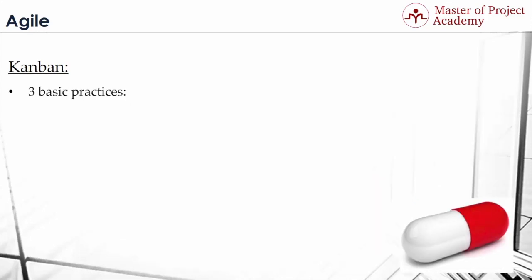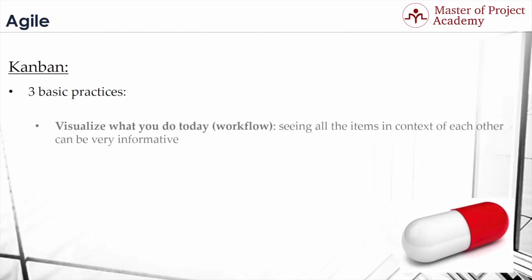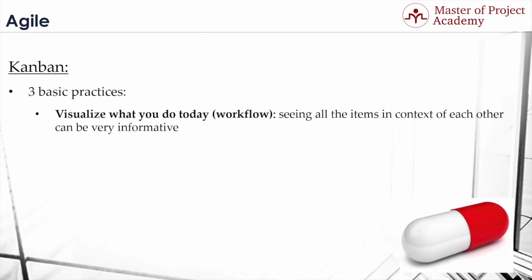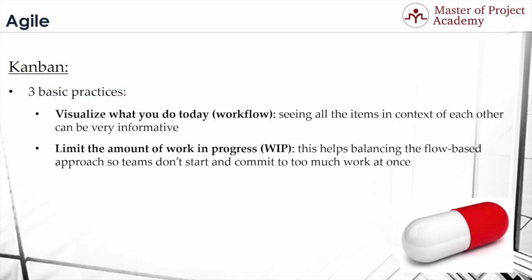There are 3 basic practices of Kanban. These are: visualize what you do today. Seeing all items in context of each other can be very informative. Kanban board is for this purpose actually. All work that is in progress, done, and waiting for the next step to be processed is visualized in the board. Limit the amount of work in progress.